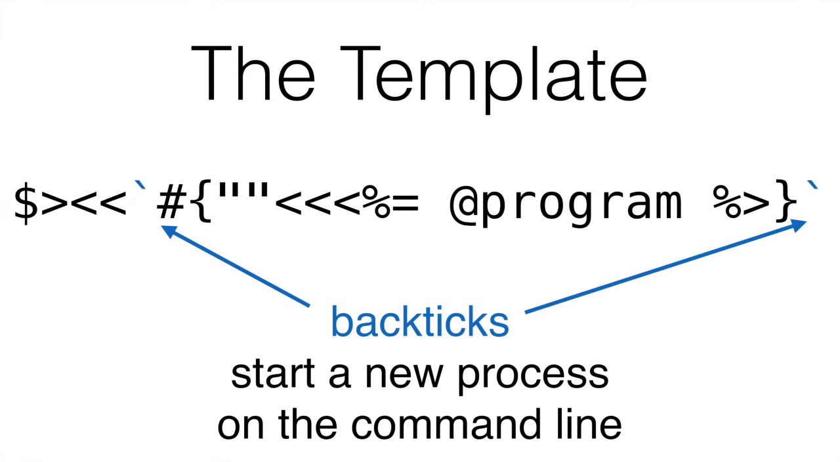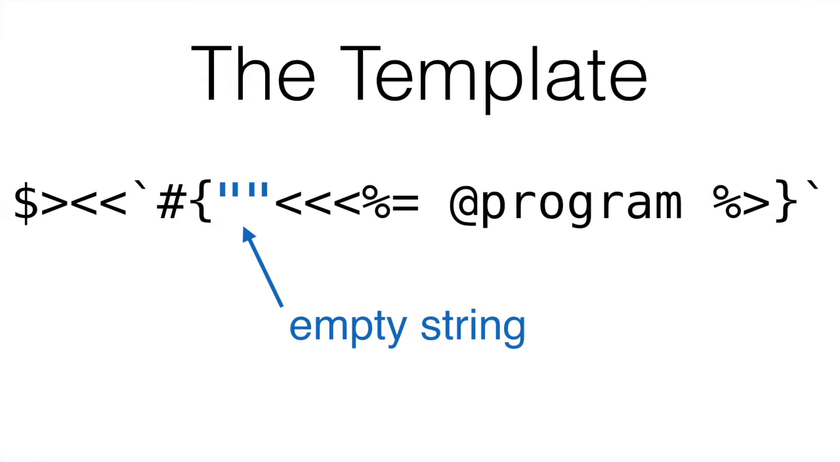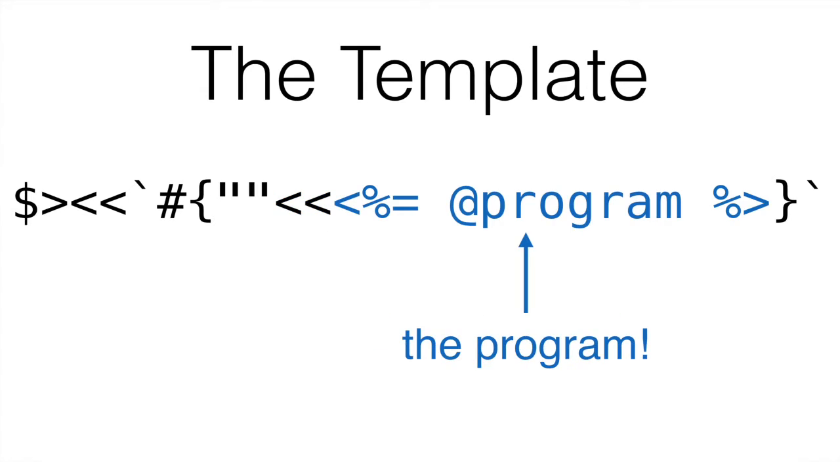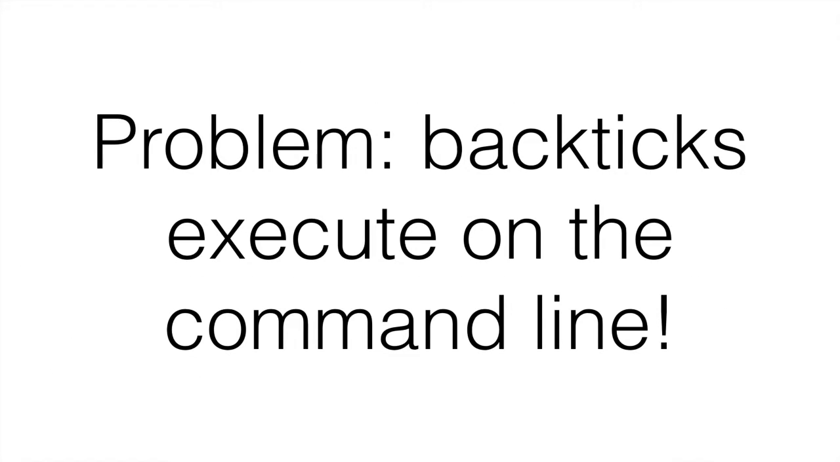Then come backticks, which start a new process on the command line, and they return a string. So we have a string that we can then shovel into standard out. We can interpolate inside of backticks, and so all we need to do now is give it a Ruby string. So we have our empty string, our shovel operator, and then we can feed in our program. So we generate a string, execute it using backticks, and we can send the output to standard out. Pretty simple. There's just one problem, which is that backticks do not execute in Ruby, they execute on the command line. So what can we do about that?